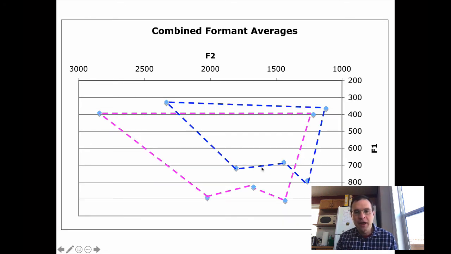Here we've got them plotted on the same chart. So this is the set of male vowel formant averages in blue, and then in pink we've got the women. So the whole thing kind of expands and just moves in that direction. Female formant values tend to be higher than male formant values because females tend to have shorter vocal tracts than men.